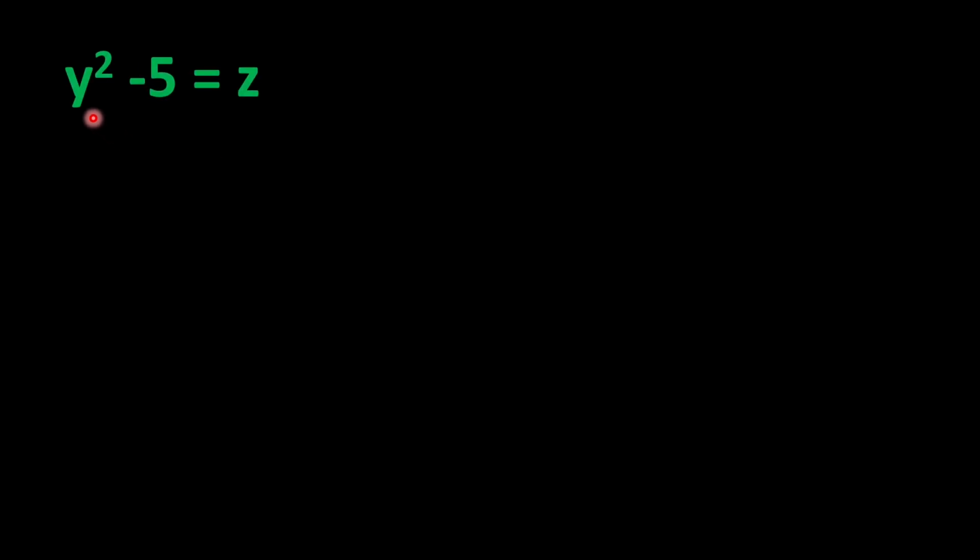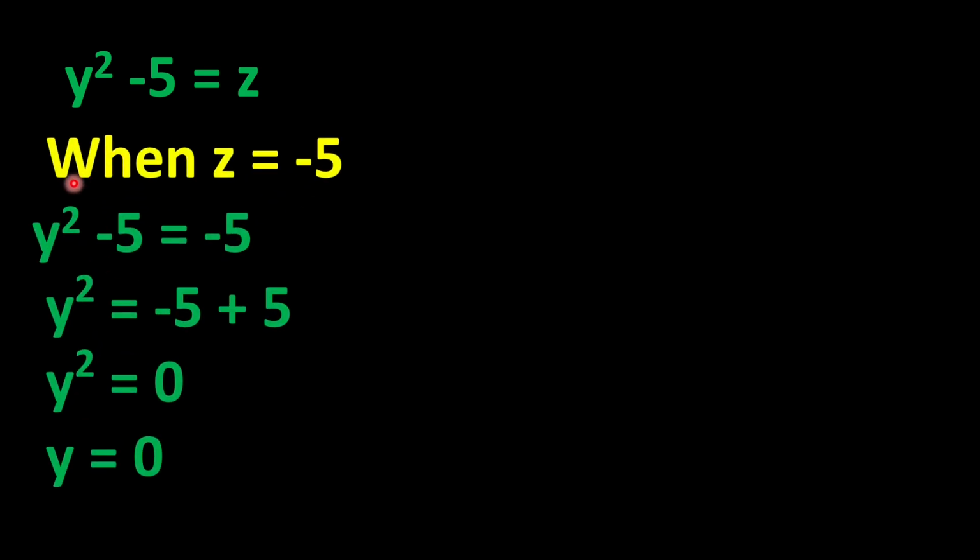So let's first put the value of z in this equation. As we know, y² - 5 is equal to z. We have two values of z, that is -5 and +5. When z is equal to -5, this equation will become y² - 5 = -5. When we send this -5 to the other side of the equation, it will become plus, so -5+5 equals 0. After taking the square root on both sides, we will get y = 0.